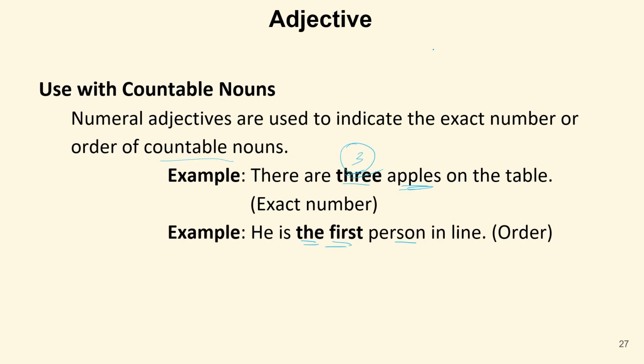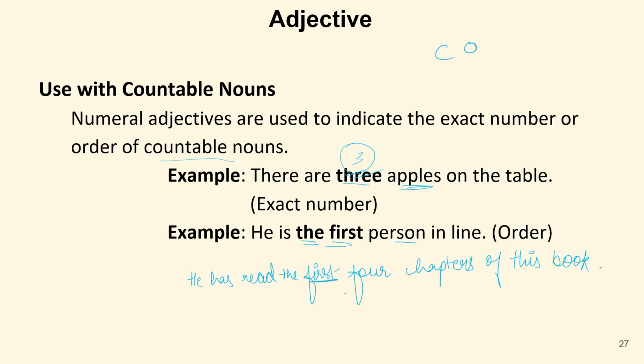Now, if I write both cardinal and ordinal in the same sentence, suppose the sentence is, he has read first 4 chapters of this book. Now, in the sentence, we can see the word first. We always write the before any ordinal number. He has read the first 4 chapters. Now, 4 is a cardinal number, whereas first is an ordinal number. So, in the sequence, the ordinal should come prior to the cardinal number.